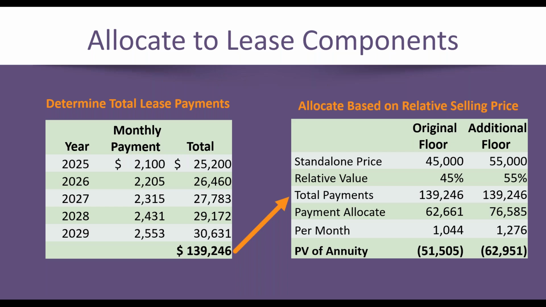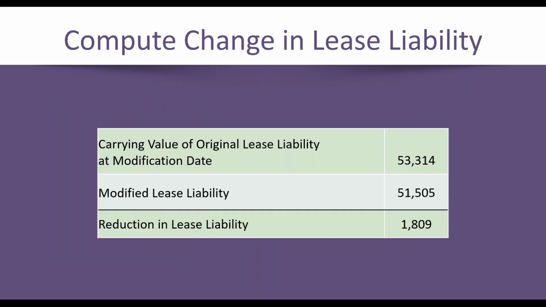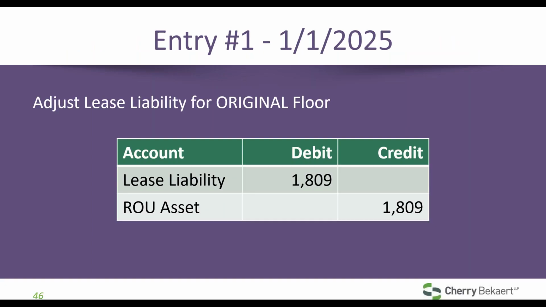So let's start with that original floor. What do we got to do with that $51,500? Well, we know previously that the carrying value of that liability for that original floor under the original lease was not that dollar amount. It was $53,314. And so we simply just have to true that up. And so we would see a reduction in the liability of $1,800. That journal entry would be pretty simple. You would just debit the lease liability to decrease it by $1,800, and then credit the ROU asset by $1,800. And now you've trued up that original floor.